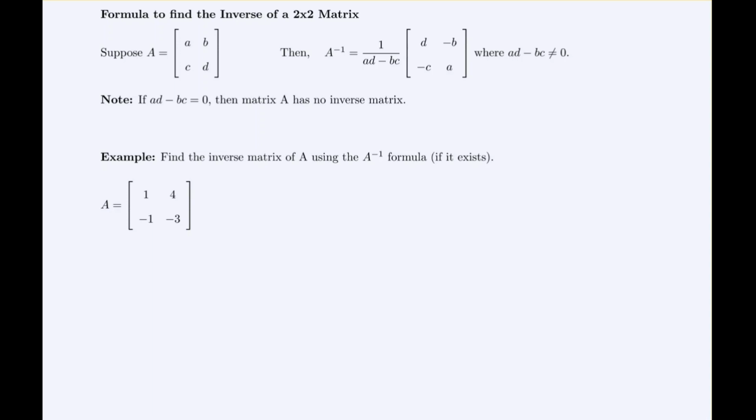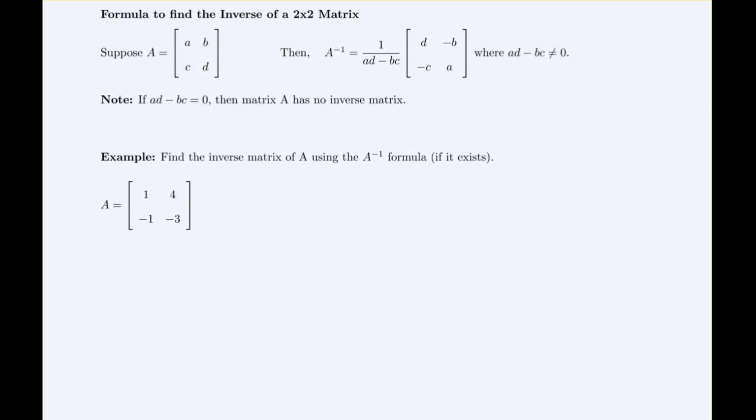So option 2 is to use a formula. Now this formula works whenever we have a 2 by 2 matrix. Let's suppose that we have a matrix A, B, C, D. So it's a 2 by 2, and the first row, first column entry is A, first column, second row is C, first row, second column is B, second row, second column is D.